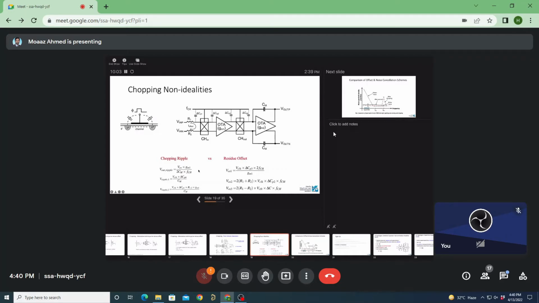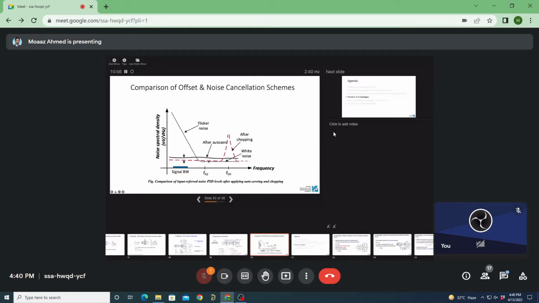Can you see the slide? No, it's not visible yet. It's visible now. Okay.